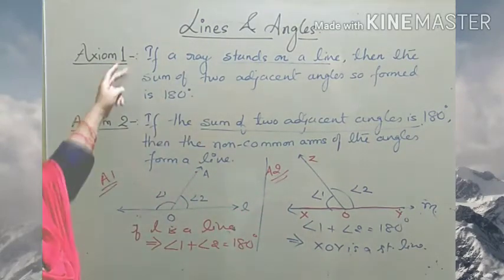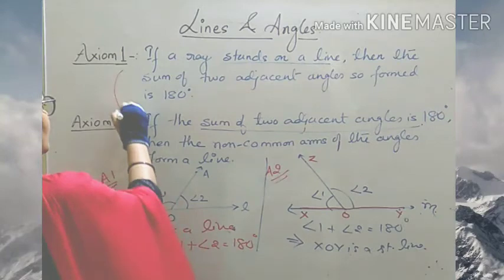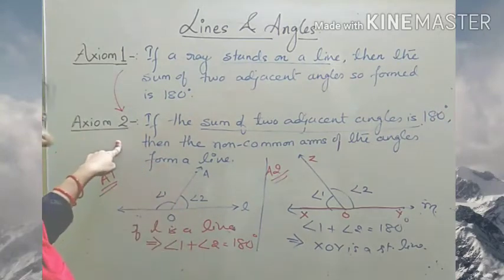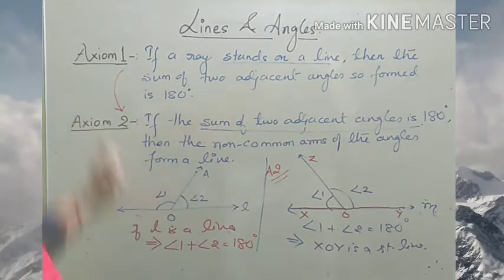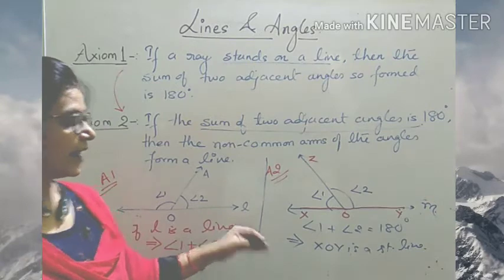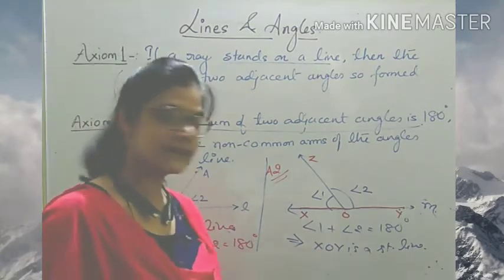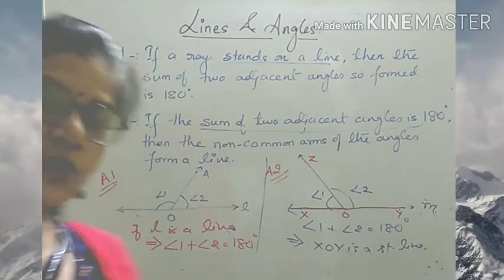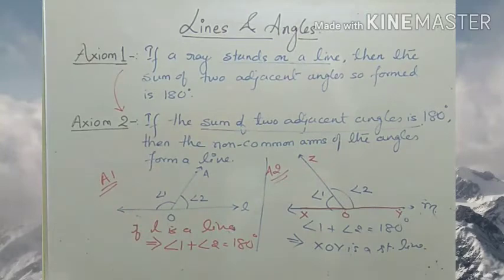So thus, these two are just the converse of each other. Converse of first is second. First is saying L is a line, then 1 plus 2 is equal to 180. And what is the converse? If 1 plus 2 is equal to 180, then XOY is a straight line. So thus, these two are the converse of each other. And we are not having proof for this, है ना? Proof नहीं है क्योंकि ये axioms हैं, इनको हम सिर्फ समझ सकते हैं. We are not having a theoretical proof for this, as axioms are the universal truth.